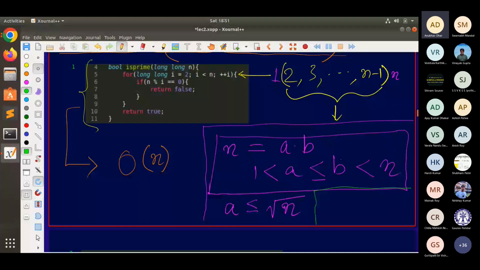So yeah, that's a way of realizing the fact. Maybe you can rigorously prove this by assuming that a is greater than root n and then see what happens. Since b is greater than or equal to a and a is already greater than root n, b into a is greater than root n into root n, which is equal to n. So a into b is greater than n, which is false. So this assumption must be false.